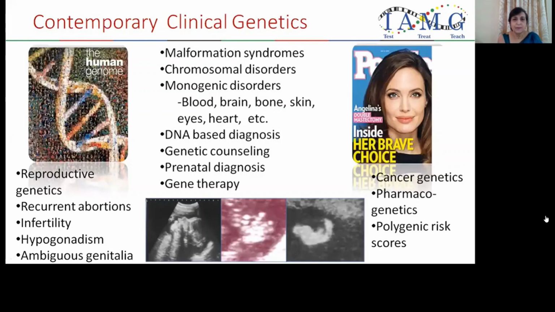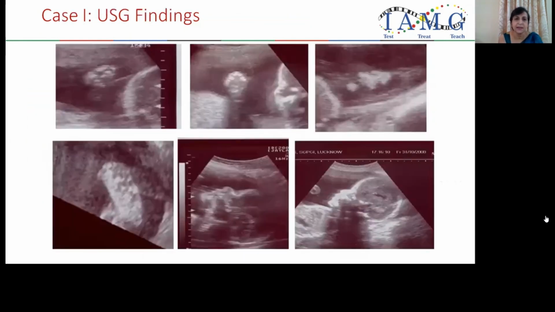When we think of medical genetics or really its applications for patient care in the form of clinical genetics, there are many situations like malformation syndromes, many monogenic disorders of blood, brain, bone, etc. Also reproductive genetics, DNA diagnostics, prenatal diagnosis, etc. What has been seen over the last few decades is that prenatal diagnosis and cancer genetics are the two important applications which have popularized medical genetics amongst clinicians.